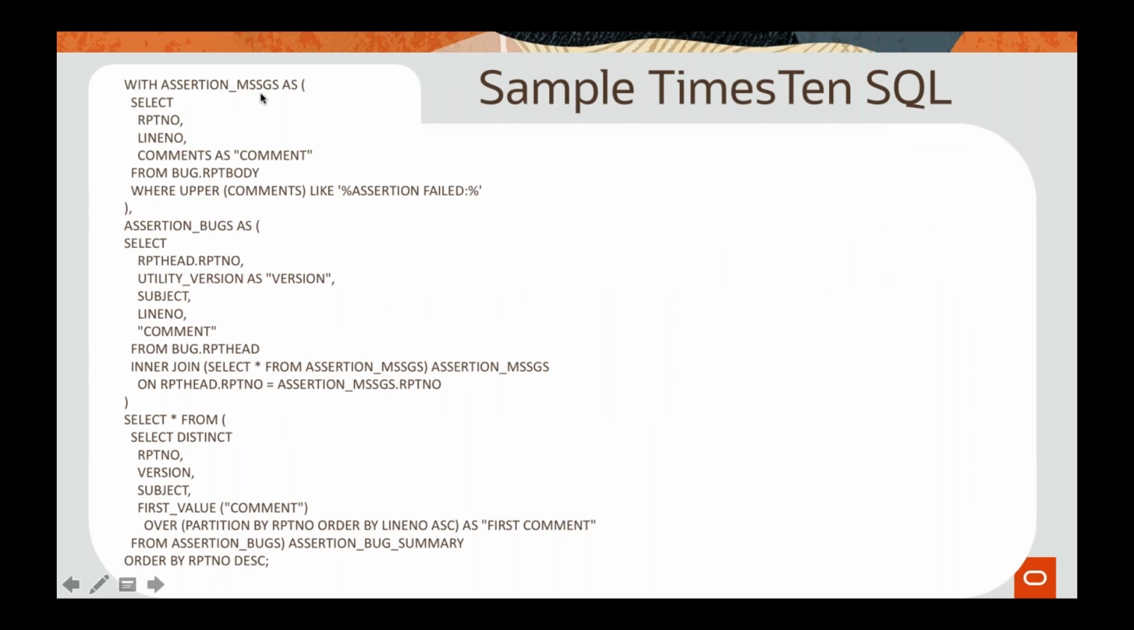Here's an example of using a with clause. And we've got an inner join, and we're doing partitions over. So you can do analytic type SQL, but it's really a transactional database. It's a row store. So if you need to do heavyweight analytics processing, that's where Oracle in-memory is a far better solution.